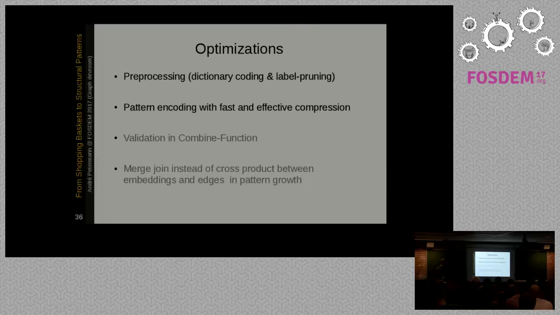One is it's even more efficient to do the validation step in the combine function, because it matters to have fewer tuples before your network traffic is caused. As for everyone programming with distributed data flow systems, it seems obvious. And we use a merge join instead of a cross during the pattern growth process, but this needs a lot of explanation. But what we also do is a pre-processing, where we use dictionary encoding and label pruning to reduce the input size. And the most efficient thing is we do a pattern encoding with a fast and effective compression technique.